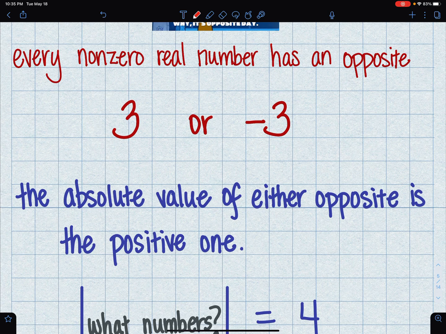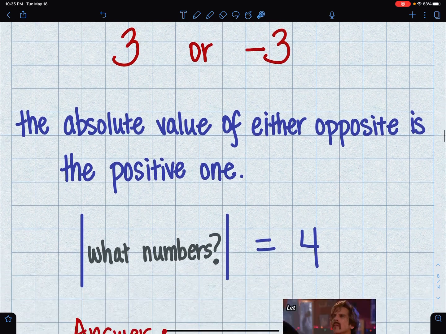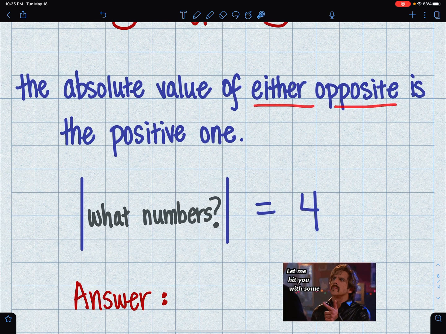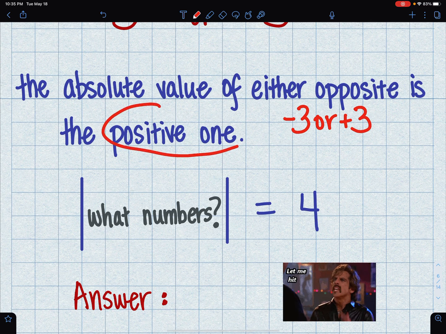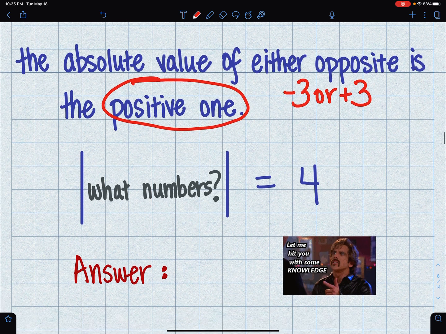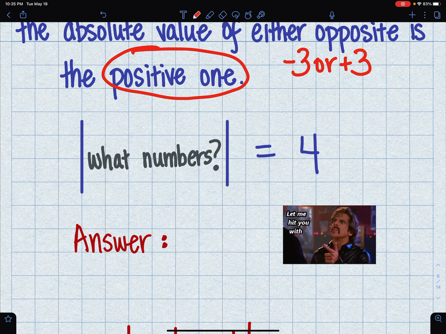The value of either member of a pair of opposites is the positive number of the pair. I thought they were going to say the opposite of this is negative 3, and the opposite of negative 3 is this, but that's not what they're saying. They're saying the absolute value of either opposite, so the absolute value of negative 3 or positive 3, is the positive one.